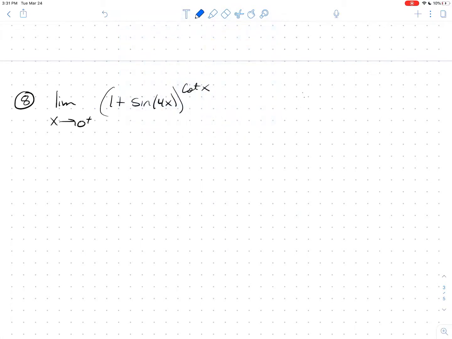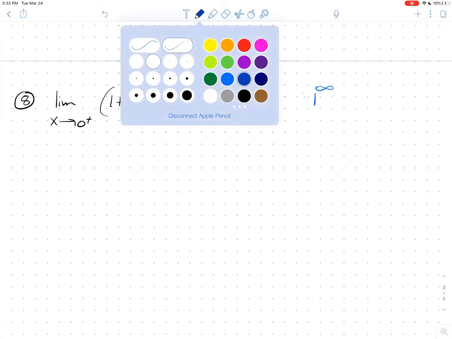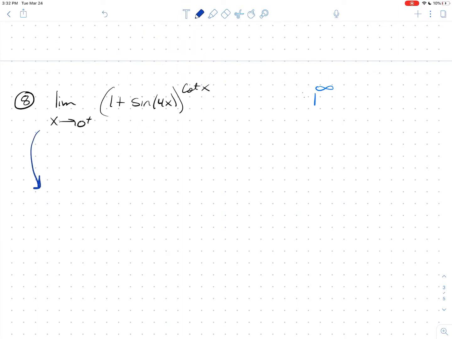Let's check the form before we do that and make sure that it really is indeterminate. As x goes to 0, the inside, the base, is going to 1. And the exponent, as x goes to 0 from the right, cotangent goes to infinity, so this is indeed indeterminate. So I'm not going to say equals, but I'm going to look at a different problem. I'm going to take the natural log of this, and when I do that, I can pull the cotangent down, and so I'm going to write this as cotangent of x times natural log of 1 plus the sine of 4x.